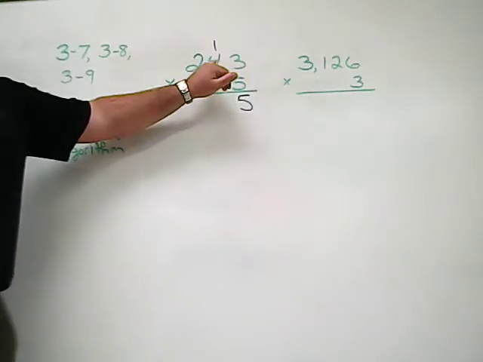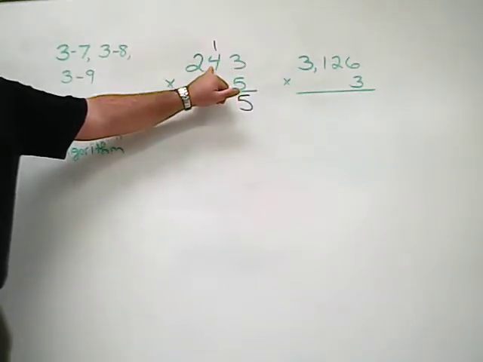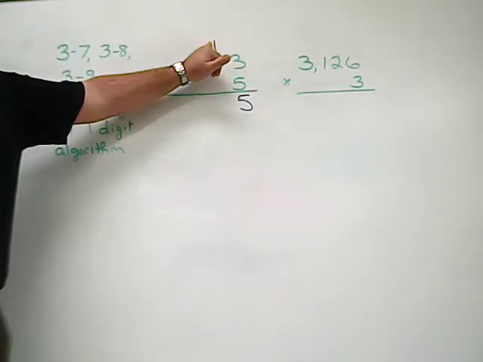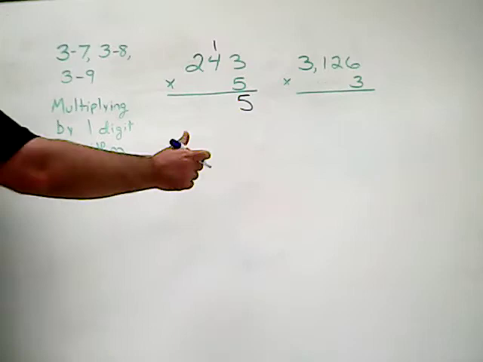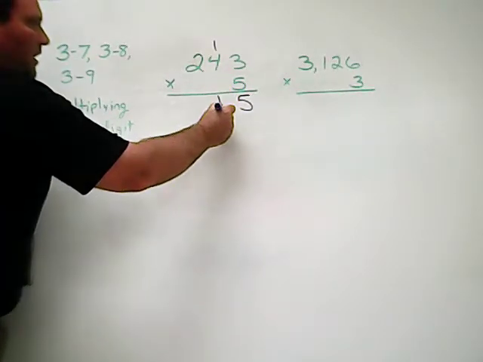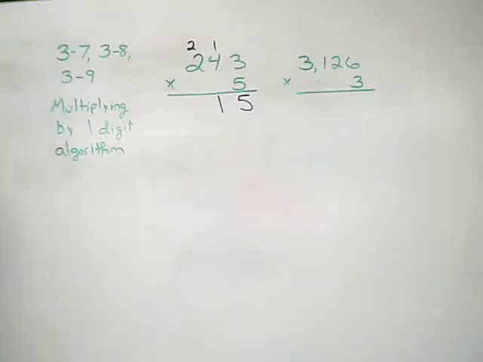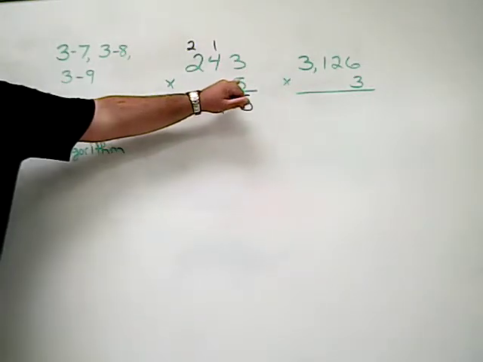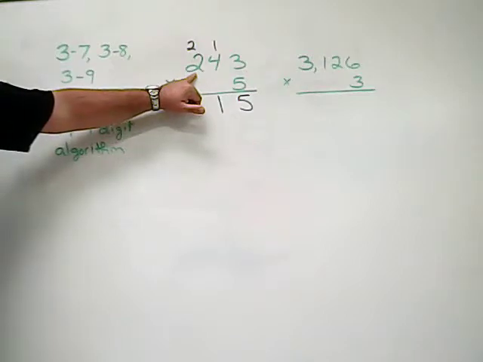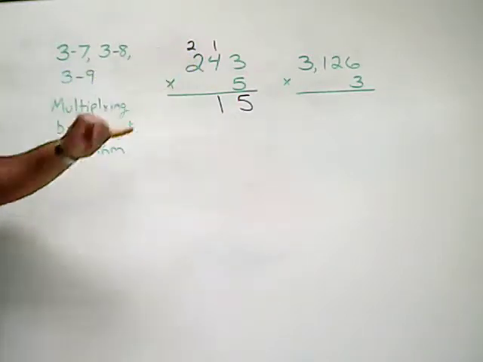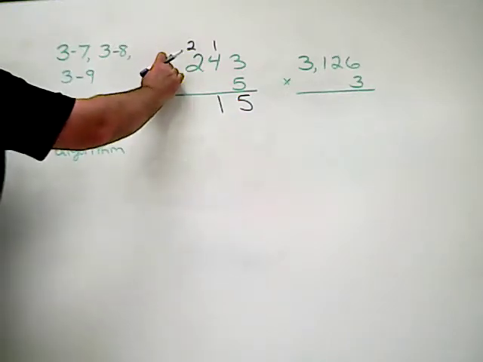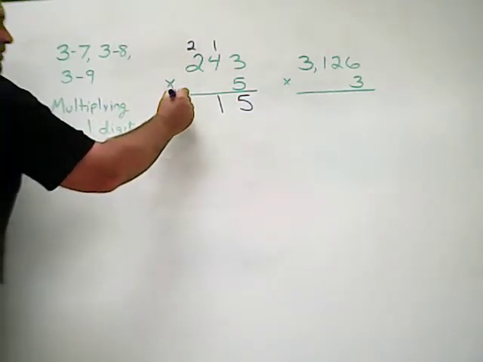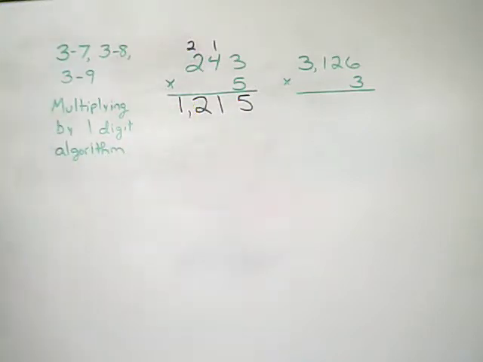Then I'm going to do 5 times 4 equals 20. 20 plus the number that I had to carry over it equals 21. So I put my 1 on the bottom. My 2 gets carried up top. Lastly, 5 times 2 is 10. 10 plus the 2 that I carried is 12. Since I have no other numbers to multiply, I can write the entire number 12. My final product here is 1,215. It's a lot quicker than doing a whole bunch of different partial products.